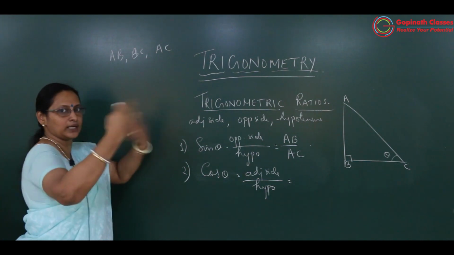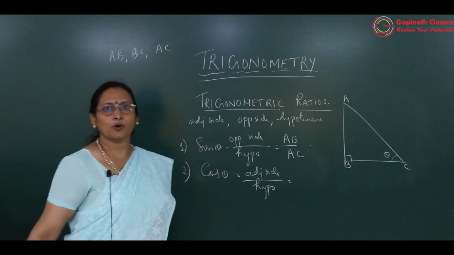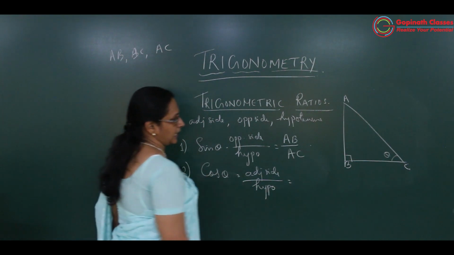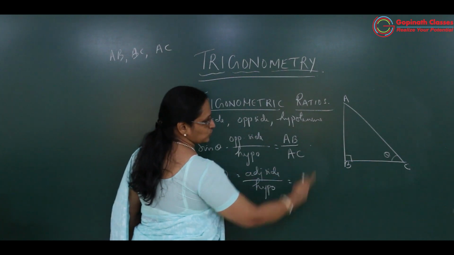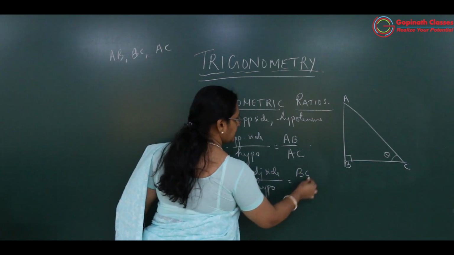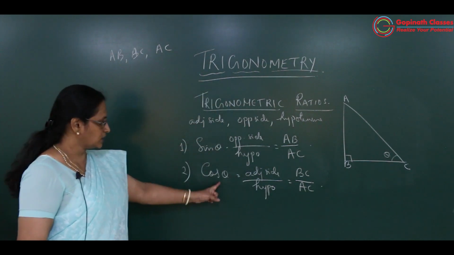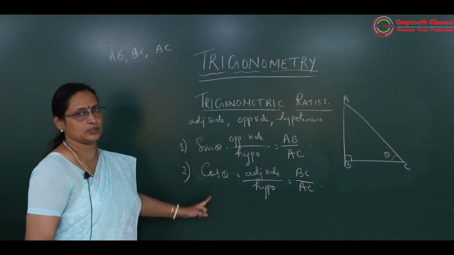And we will invert all three, meaning take the reciprocal. So, I will get the other 3 ratios. So, cos theta is adjacent side upon hypotenuse. What is the adjacent side? It is BC upon the hypotenuse, which is AC. So, this is cos theta, sin theta, cos theta.